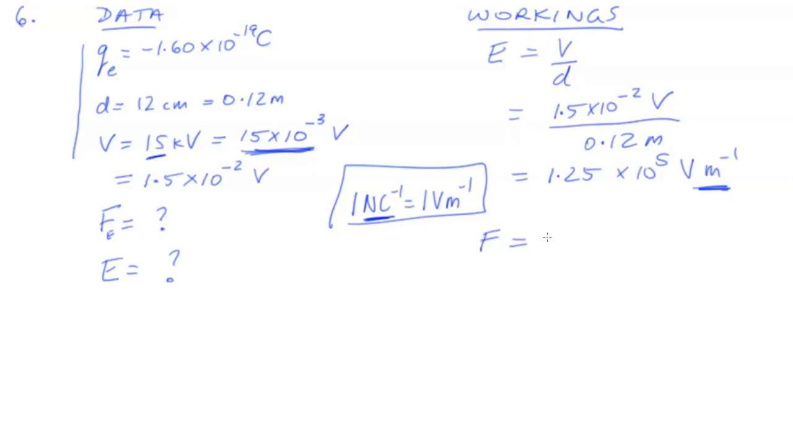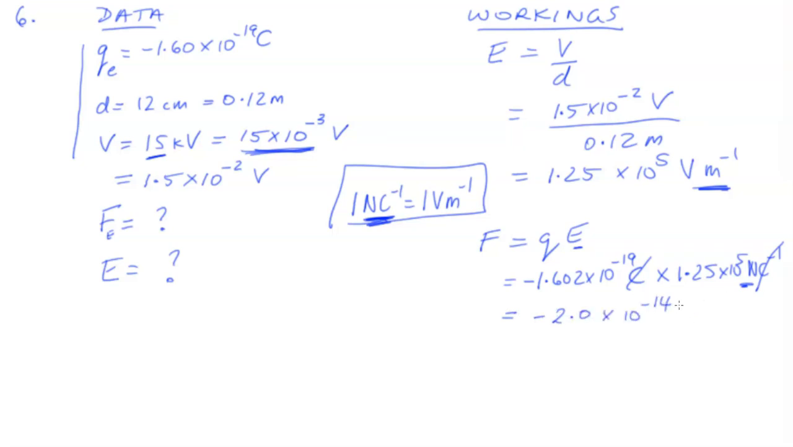So we're going to use this equation, and because we've got charge in coulombs, that's why we want these units for electric field strength, newtons per coulomb. So you can see the units cancel, and we're left with newtons, which is the correct unit for force. And that will give us a negative value in newtons.